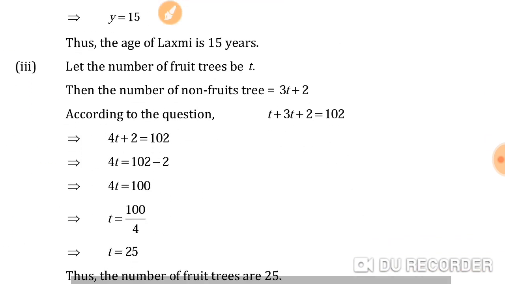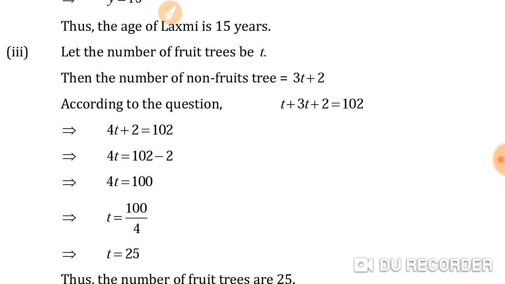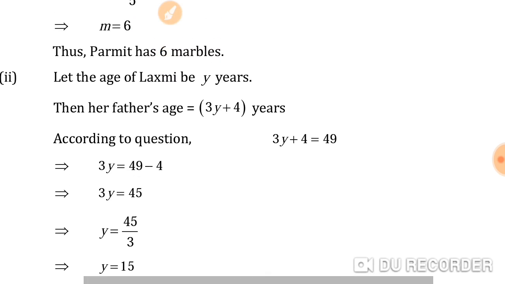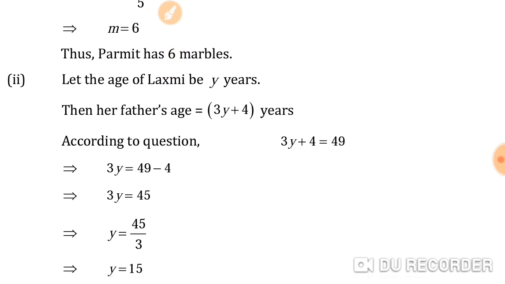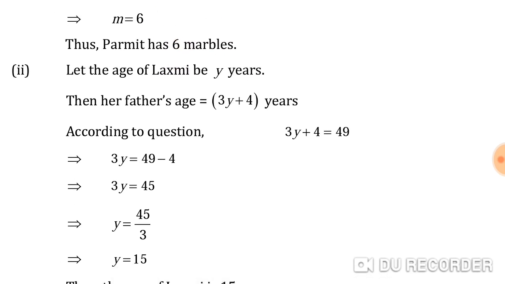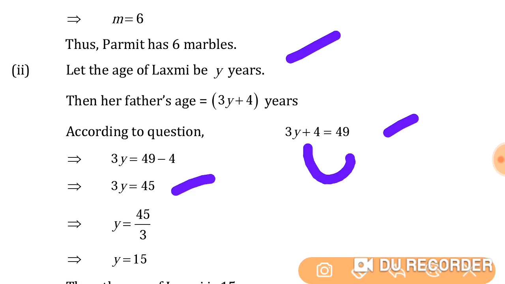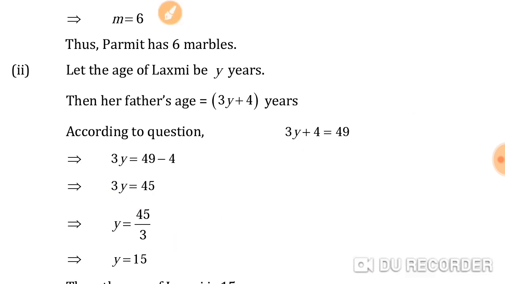Here they have taken y. Let the age of Lakshmi be y. So father's age is 3y plus 4 is equal to 49. So 4 transferred to that side, 45. 3y is equal to 45. So 3 transferred to that side, divide by 3. So 15. Lakshmi's age is 15.